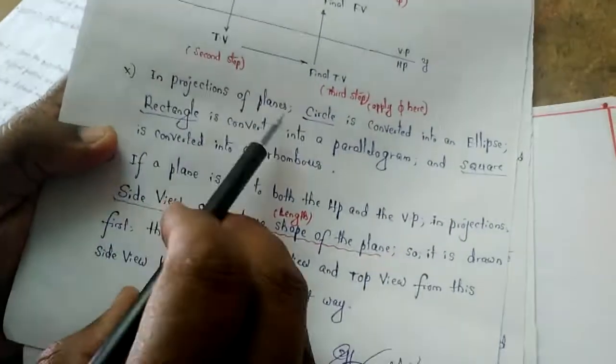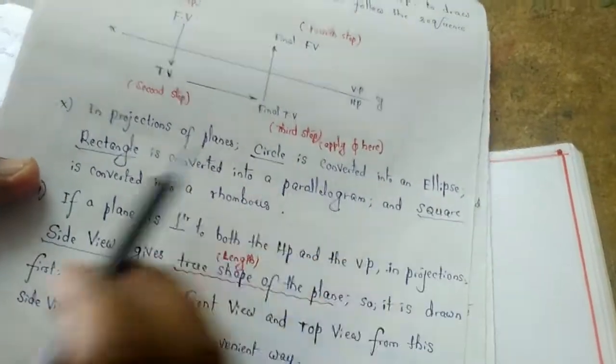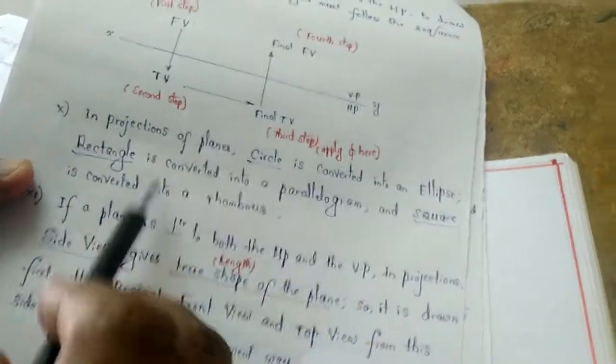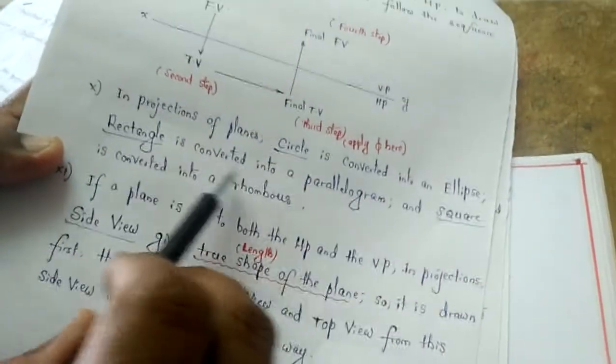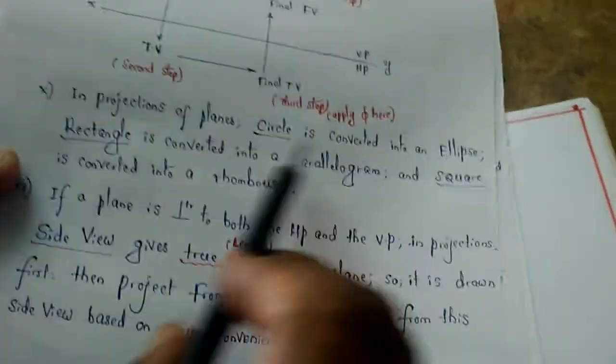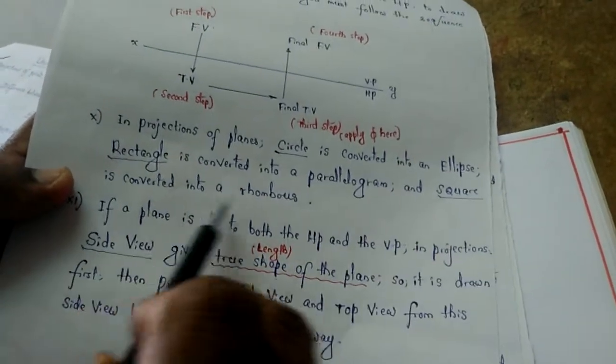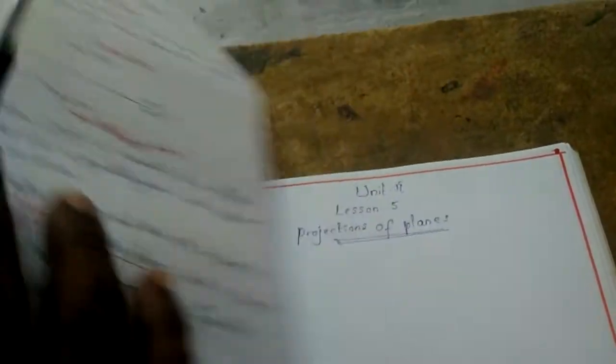Plus, in projection of planes, a circle is converted to an ellipse, a rectangle is converted to a parallelogram, and a square is converted to a rhombus. This is very important information when you solve your problems. Circle becomes ellipse, rectangle becomes parallelogram, and square becomes rhombus. Now we want to solve the problems.